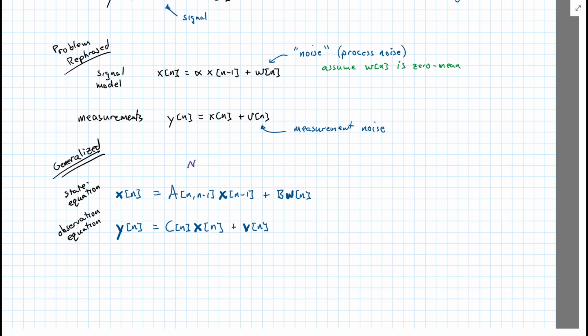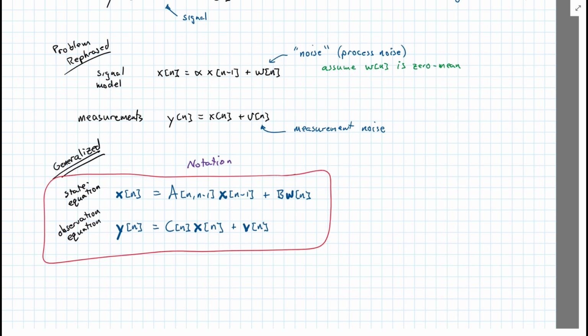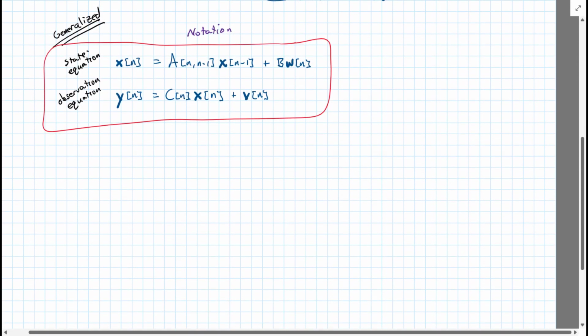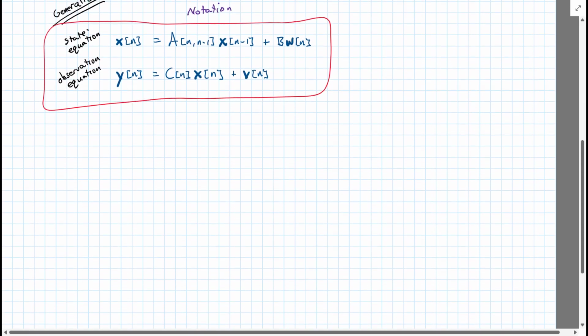So this is our basic notation for a Kalman filter. I think it might be good to go through a few examples to show how this works out. It's nothing like an example to make things clearer.